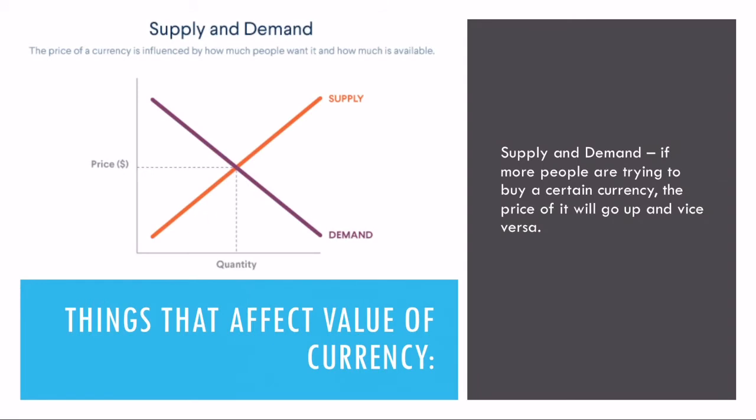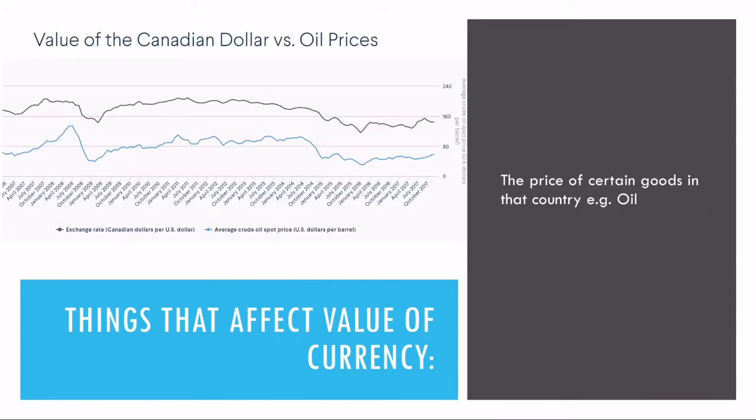So why do different countries have different values of currencies? One thing that affects the value of your currency is supply and demand. If more people are trying to buy a certain currency, the price of it will go up. And if less people are trying to buy it, the price will go down. The second thing is the price of certain goods in that country, for example oil. And we can see in this graph here that the value of the Canadian dollar has a very similar trend to the oil price in Canada.